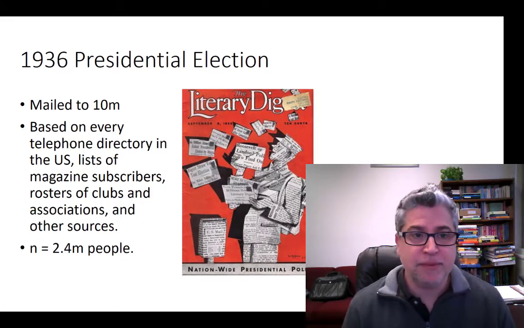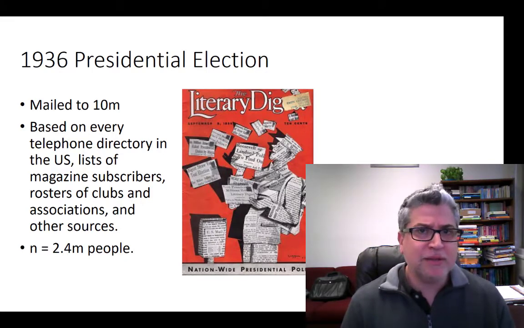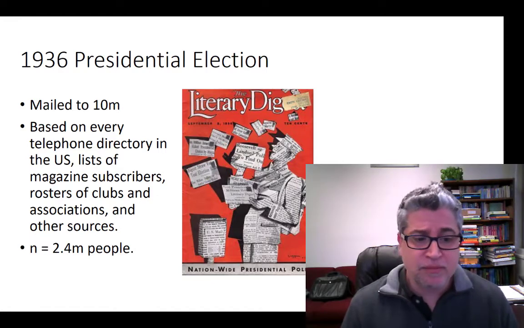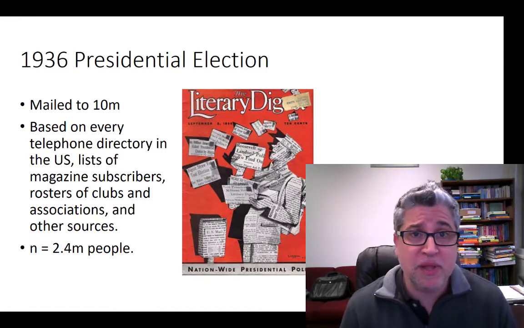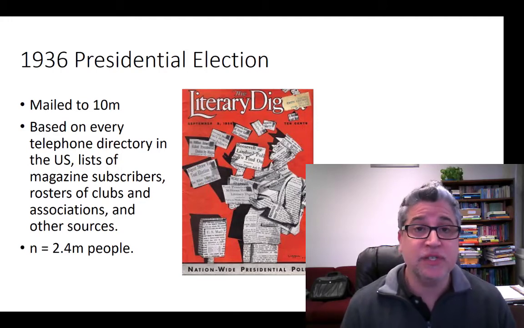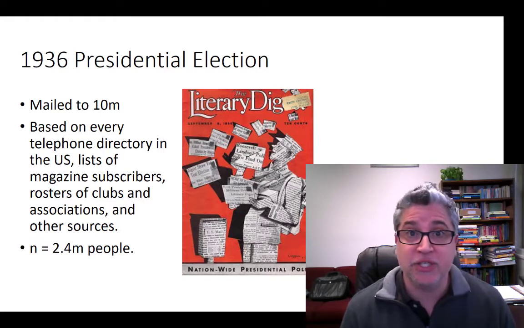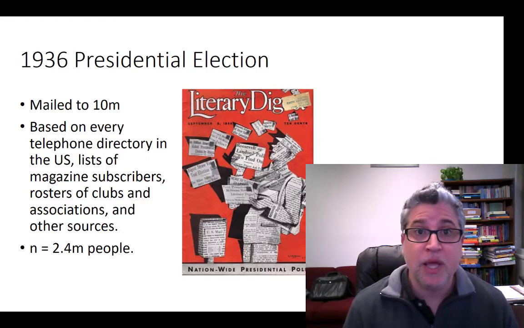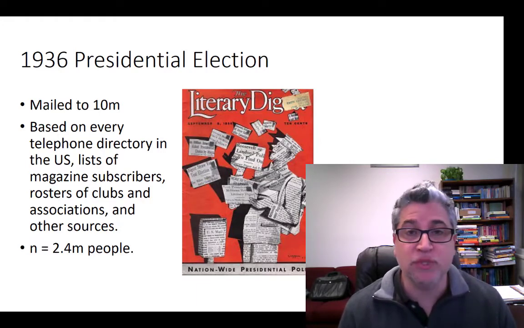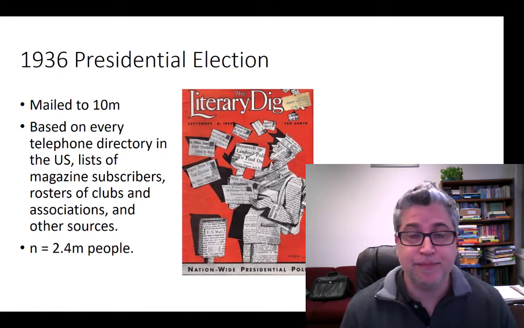Now, 25%, I'm not sure, that could be a little low. Then again, they got 2.4 million people to respond. That in and of itself is a huge number. And so people were like, wow, what does Literary Digest say is going to happen? They predicted that Alf Landon was going to win in a landslide.